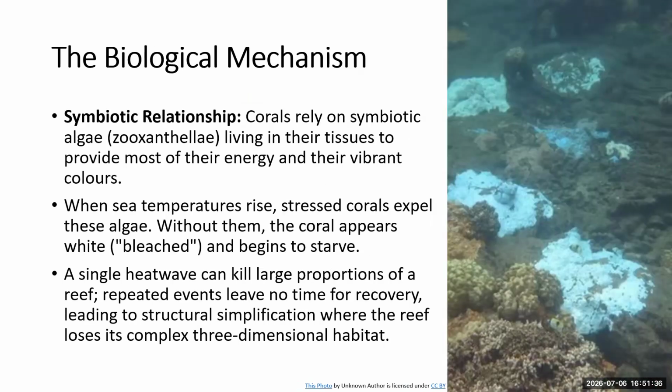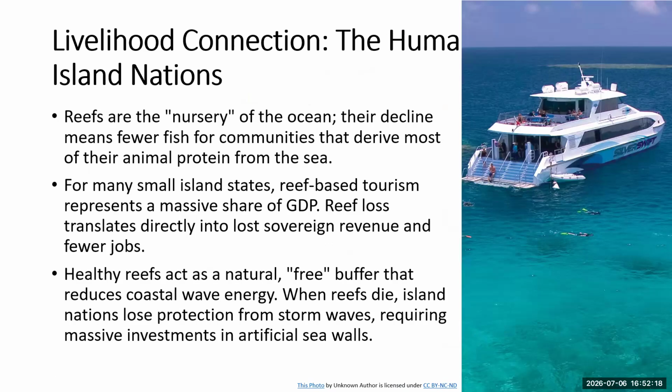To understand coral bleaching, we first need to understand the relationship between corals and the tiny algae living inside them. These algae provide most of the coral's food and also give corals their bright color. When ocean temperatures become too high, the coral becomes stressed and expels these algae. As a result, the coral turns white, as you can see in this picture. This process is known as bleaching, and it begins to starve the coral. If the heat stress continues or occurs repeatedly, many corals die before they have a chance to recover, leaving reefs much simpler and less able to support marine life.